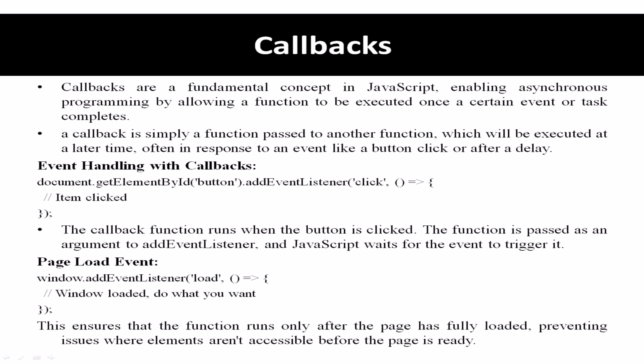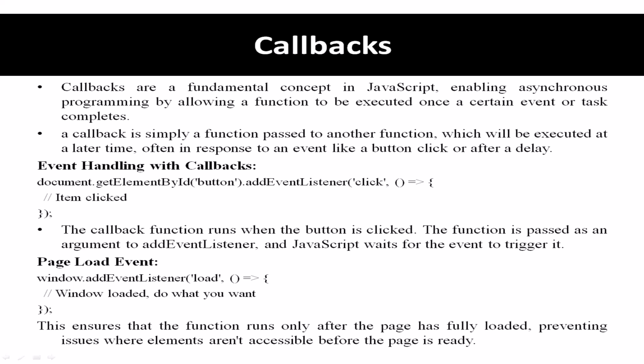A callback is simply a function passed to another function which will be executed at a later time. It means you click, and a function is going to perform an action based upon the event, which may be a mouse event, a keyboard event, or after a delay.